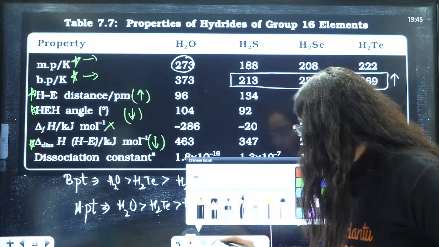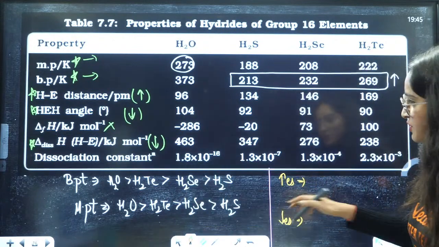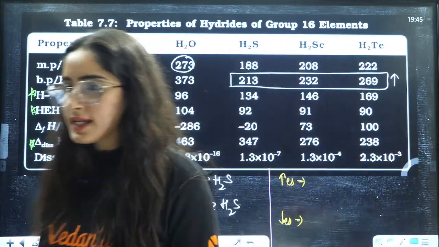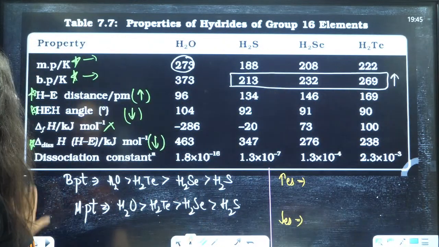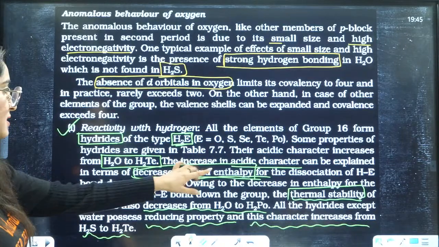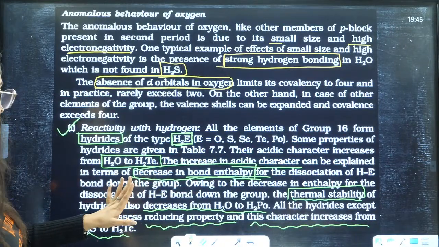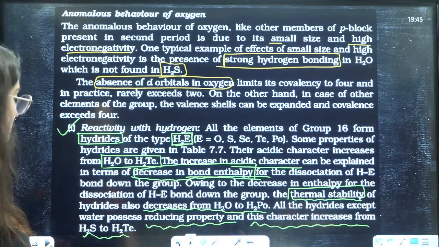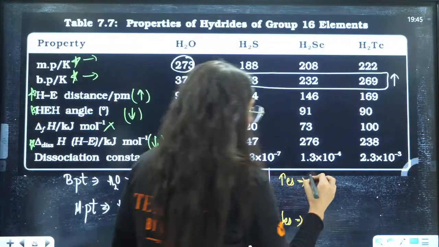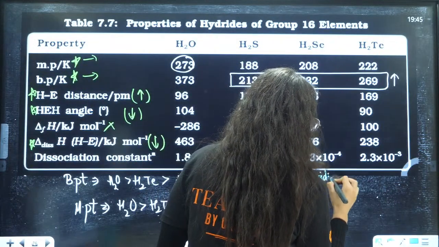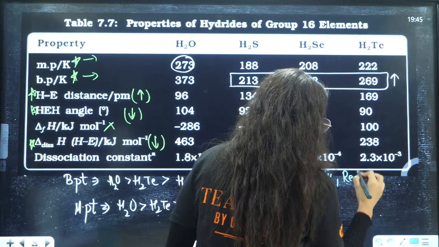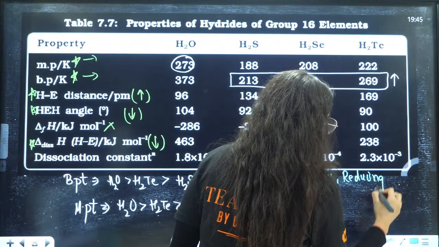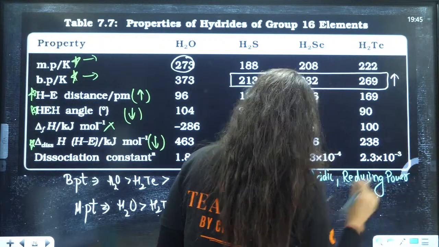Because tables, obviously you can't remember them all, right? You just need to remember these things. Now, what increases? The first thing is that acidic character, or reducing power, is increasing down the group.